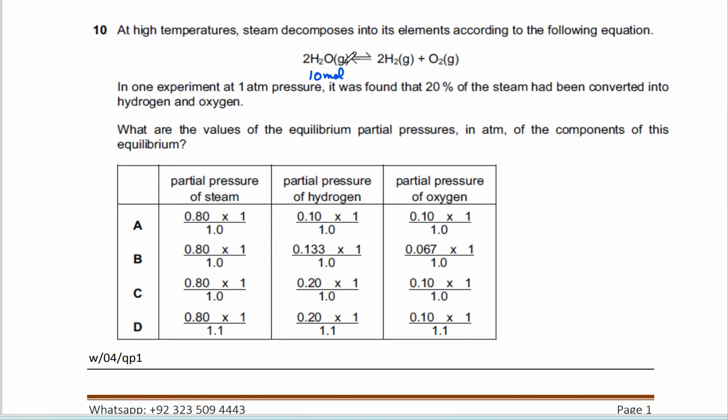So that means if you start off at 10, 20% is gone. So you're left with, what is 20% of 10? That's 2 moles. So that means you're left with 8 moles, right? So 20% of it dissociated. That means 2 moles are gone. And 2 moles, if they react, would produce 2 moles of H2.